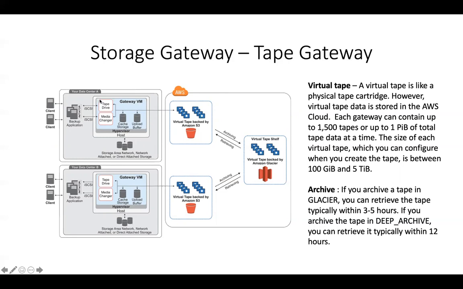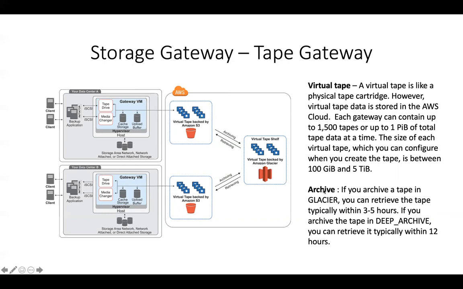So you can have a data center A and a data center B, and then you launch two gateway VMs with those respective AMIs, and then you configure these disk volumes called the cache storage and the upload buffer, and then you start asynchronously backing up your storage to Amazon S3 as virtual tapes. And for archiving purposes, you can use Glacier or Glacier Deep Archive, which is called the virtual tape shelf. A virtual tape is like a physical tape cartridge. Each gateway can contain up to 1,500 tapes and a total of 1 petabyte of storage at any point in time. The size of each virtual tape can be between 100 GB and 5 TB.